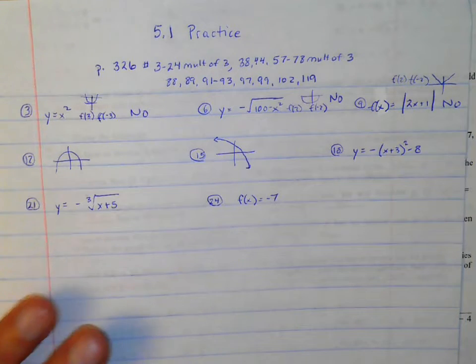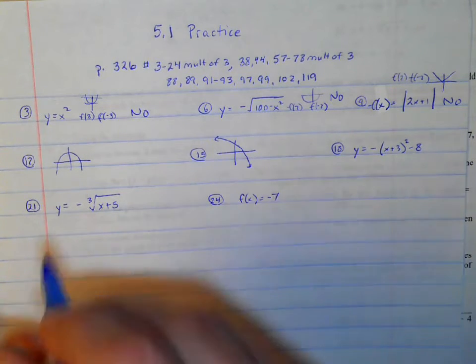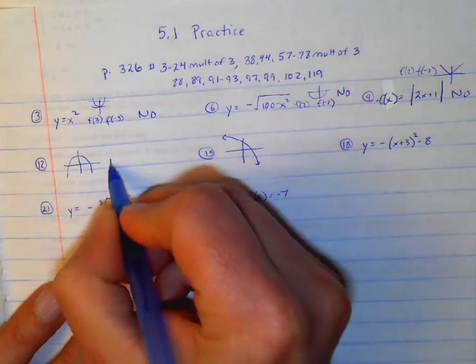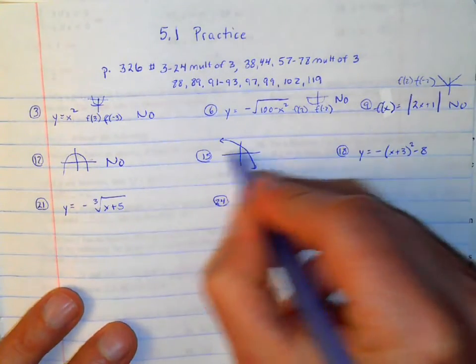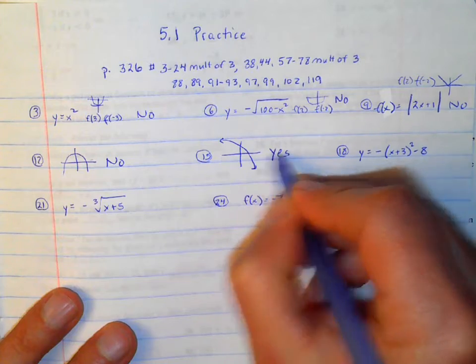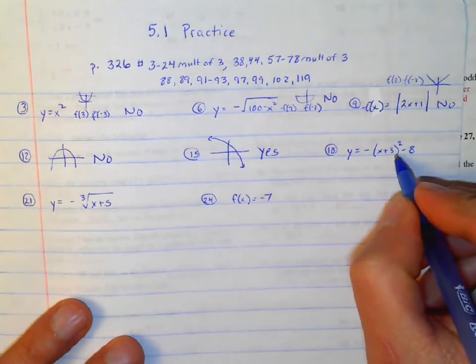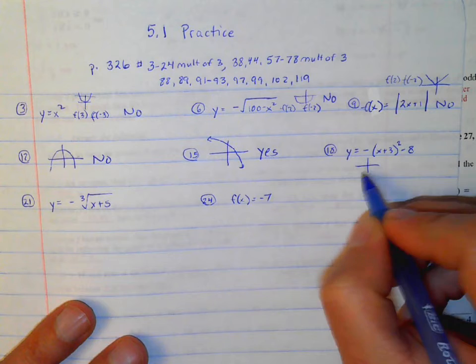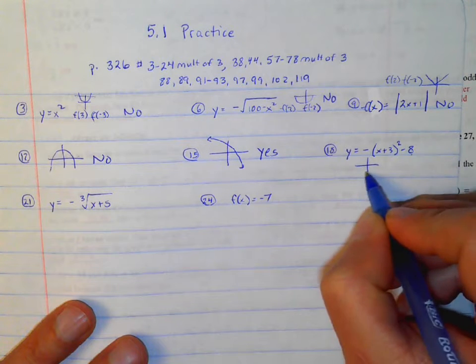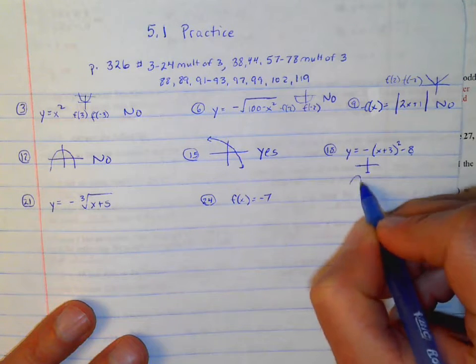Once again, we want to look at these and say if they're one-to-one or not. Looking at this graph, no, it doesn't pass the horizontal line test. This one, yes, it only hits once. If you think about this, it's a parabola opening down, and it went down 8 and to the left, so it'll be somewhere down here.